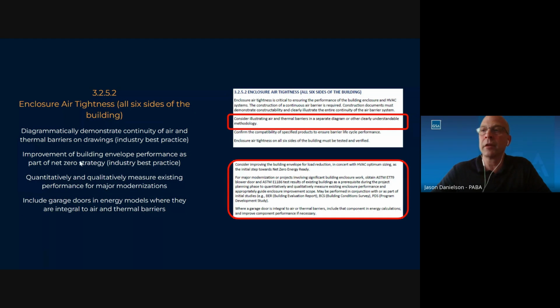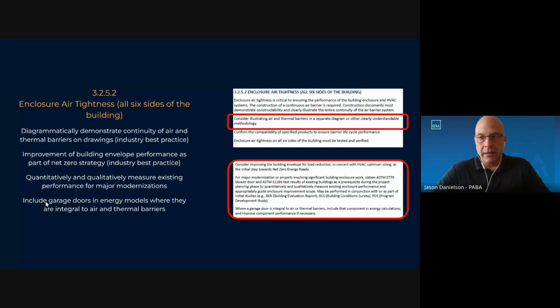And then the improvement of building envelope performance as part of the net zero study that I talked about. And then quantitatively and qualitatively measuring existing performance for major modernization. So doing that blower door test before you do the work as well as after, and understanding exactly what your improvement was. By doing it before, you also have a better idea of exactly how your building is currently performing, having concrete numbers rather than a swag, and to be able to gauge what that improvement will be.